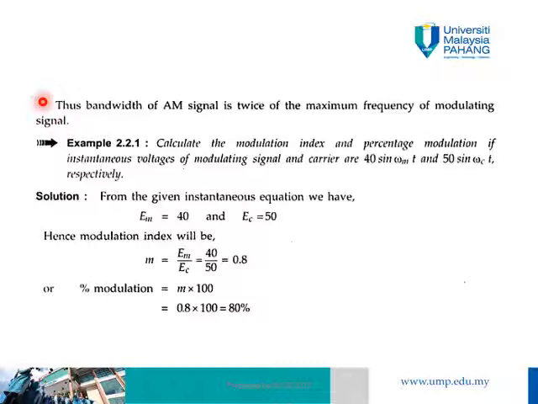So this is the example. Calculate the modulation index and percentage modulation if the given voltages of the signal are 40 and 50. Given this, how do we calculate the modulation index? Modulation index is EM over EC. So just insert the values. Percent modulation is this multiplied by 100, so 80%.